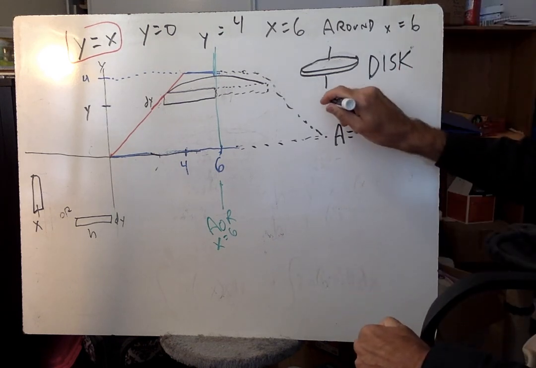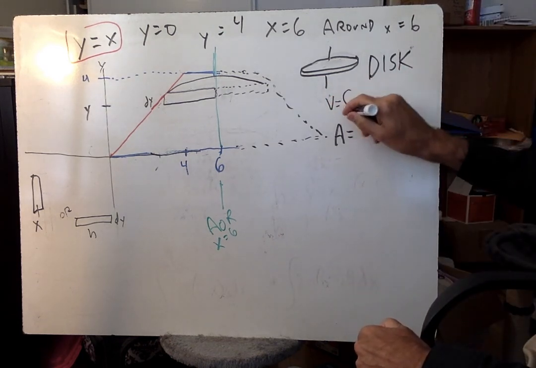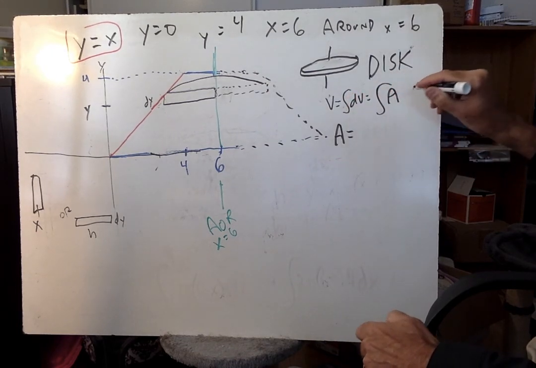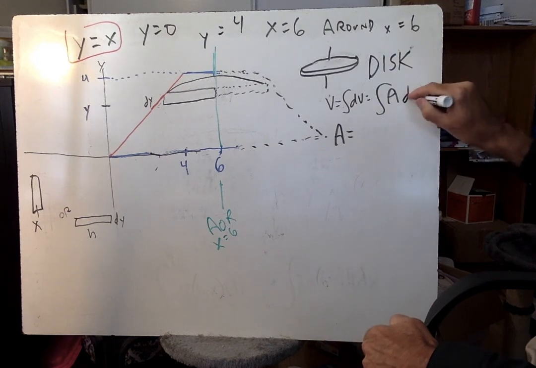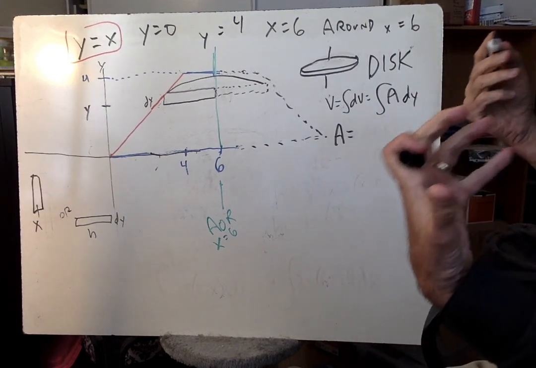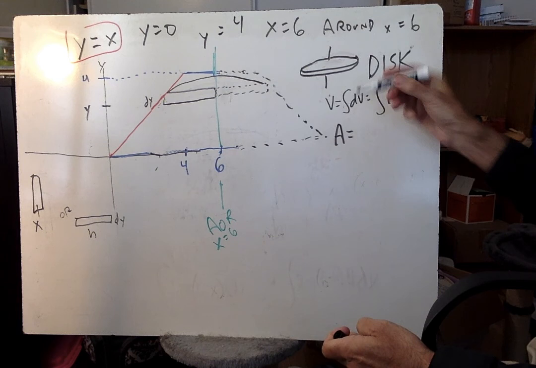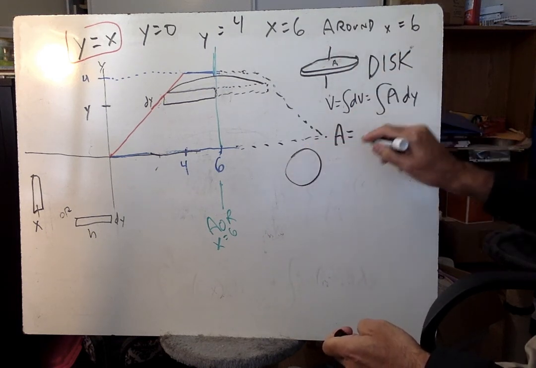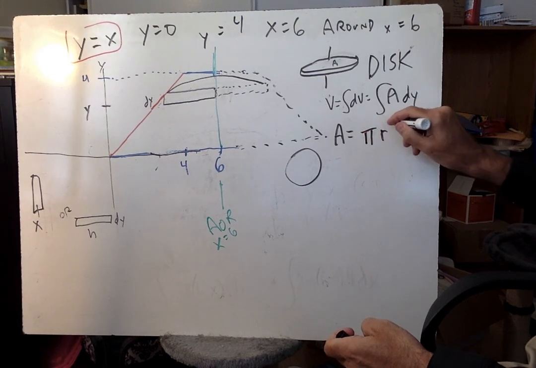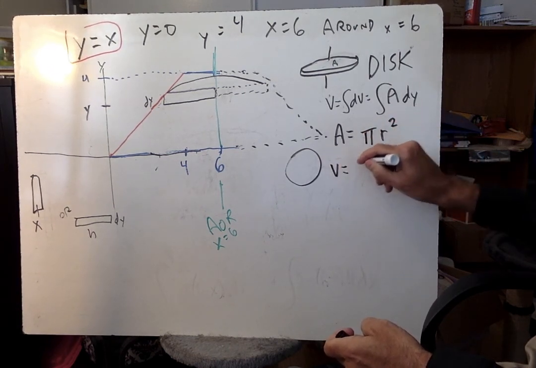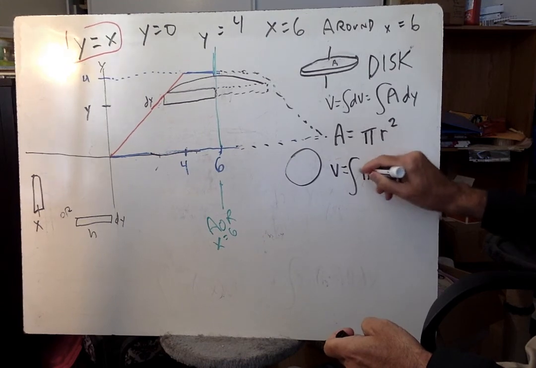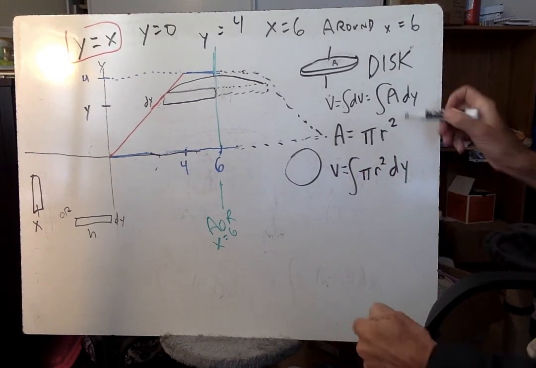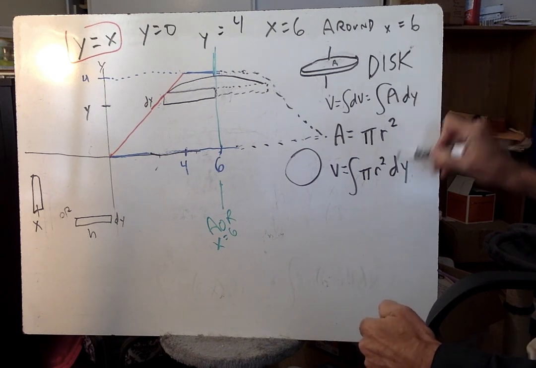And like every volume problem, the volume is a sum of little volumes, which is a sum of area times dx or dy, and in this case it's dy. So that reduces every volume problem to a problem of figuring out the area. And the area is the face of a disk, or in other words, the face of a circle, so it's pi r squared. So the volume is the integral of pi r squared dy. Every volume problem is an integral of A times dx or dy.